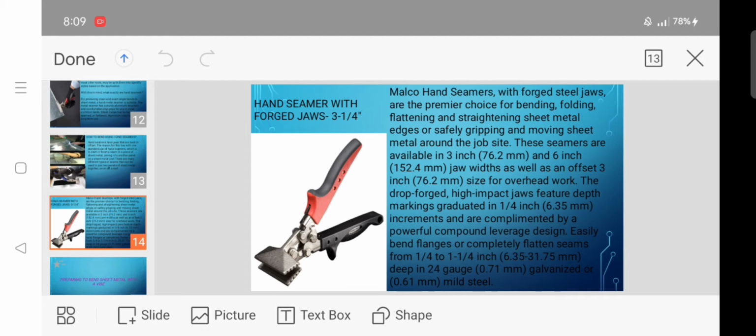The drop forged, high impact jaws feature depth markings graduated in 1/4 inch or 6.35 millimeter increments and are complemented by a powerful compound leverage design. They easily bend flanges or completely flatten seams from 1/4 to 1 1/4 inch, or 6.35 to 31.75 millimeters deep, in 24 gauge or 0.71 millimeter galvanized or 0.61 millimeter mild steel.